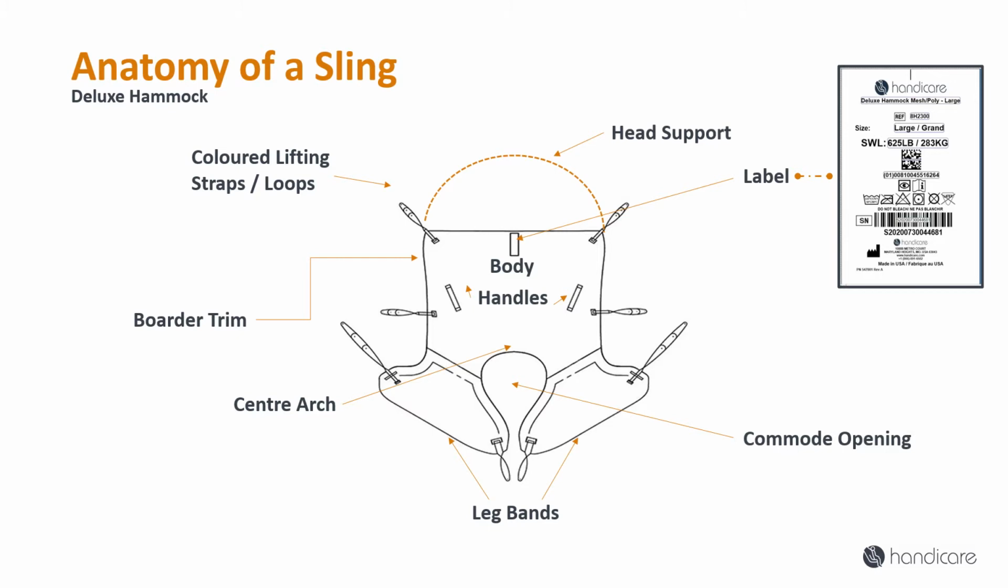Some of the key differences between the deluxe hammock and the universal sling include the increased support in and around the sacral, hip, and thigh area, and the smaller commode opening in comparison to the universal sling. The deluxe hammock provides optional head support and is available with either 4 or 6 straps for increased lateral support.